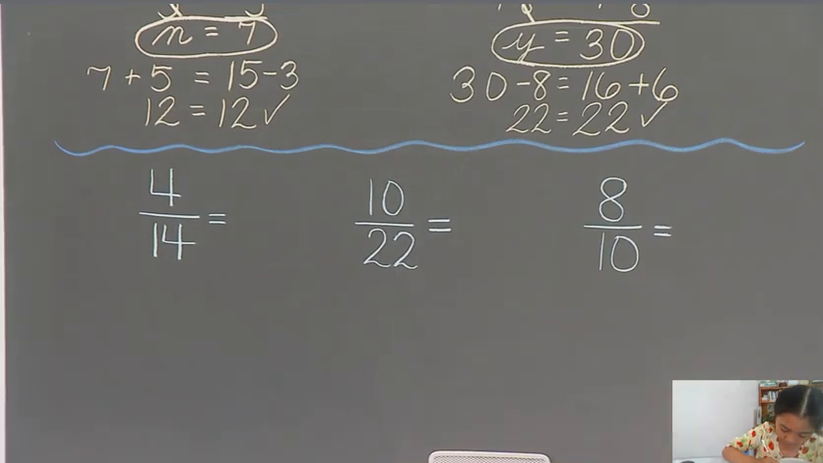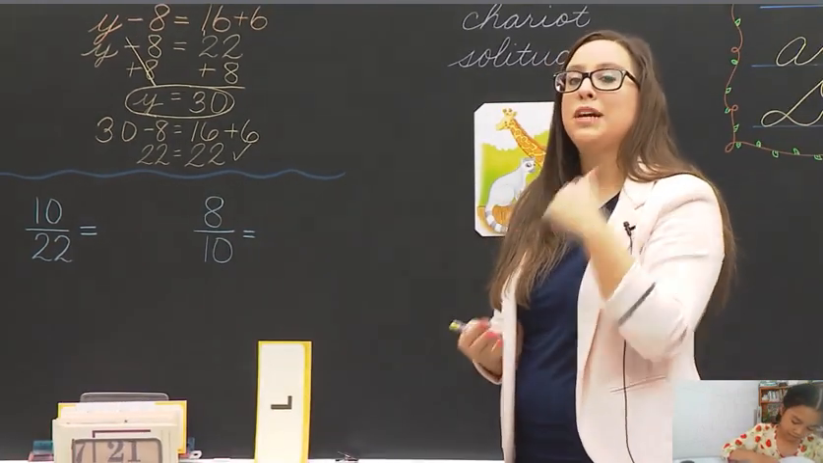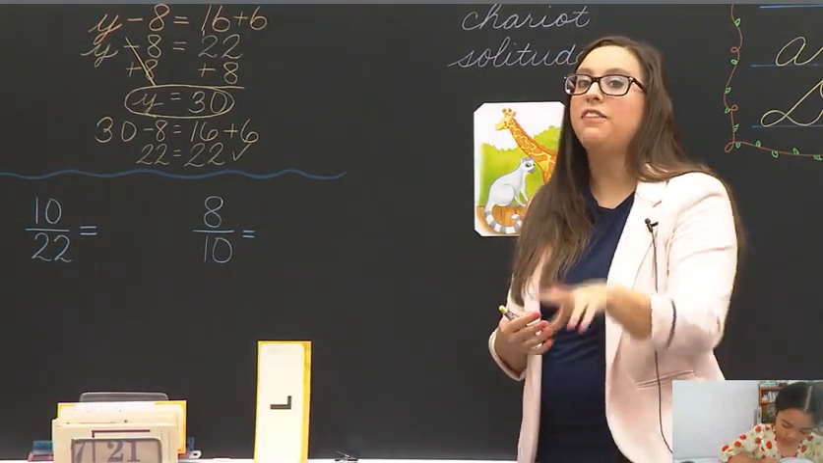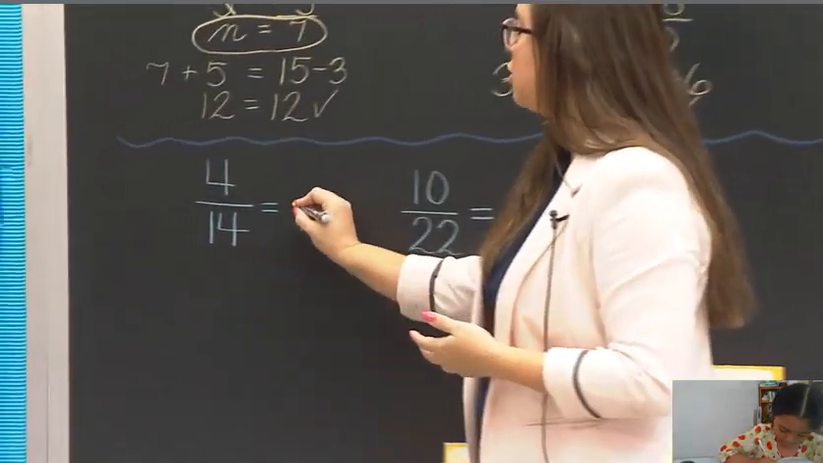So I'm going to say reduce. You're going to say divide. Reduce. Divide. Because we want to make smaller. Now we're going to divide by 2. Divide the numerator and the denominator by 2.